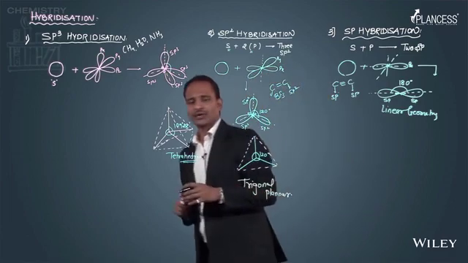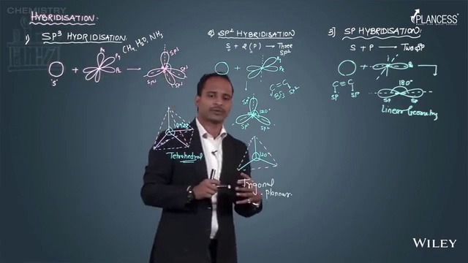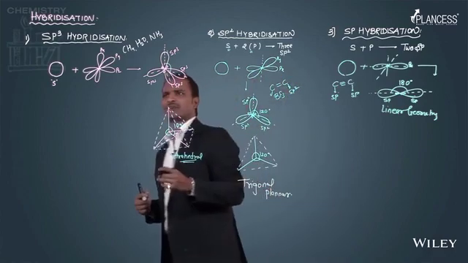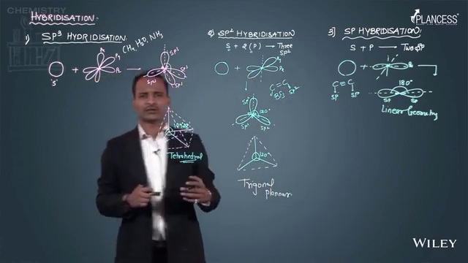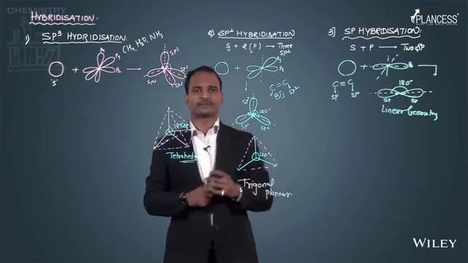So now let's see. As I said, hybridization is nothing but the preparation of the central atom before the bonding. Now let's see one-by-one examples of all the hybridizations, how this hybridization takes place, and how the molecules or the geometry is formed.